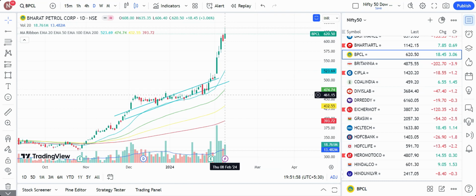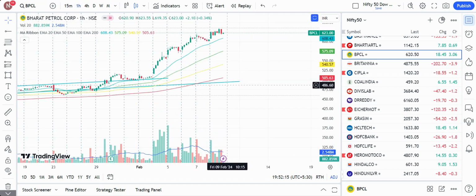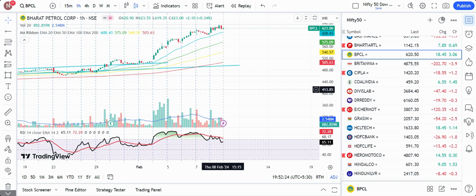The BPCL has gone up. We have a decent volume. You do have a bit of selling pressure. It tried to go up to 635, but was brought down to 620. Let's look at the hourly candle. Okay, not bad. We've got a rising EMA 20. RSI is also in bullish territory.